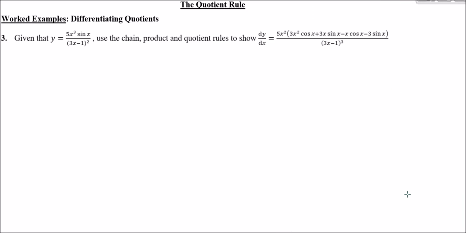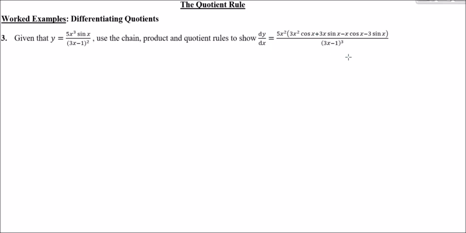Number 3, given that y equals 5x cubed sine x all over (3x minus 1) squared, use the chain, product and quotient rules to show that dy by dx is this absolutely awful thing here, which I'm not going to even repeat. This is a question I've made up myself, almost like an extension. I've given you something nasty just to prepare you for potentially nasty questions you might encounter on your A-level paper. As I said before, usually in the A-level they'll give you the form they want it in, so don't worry about the form. I've given you what form we're aiming for.